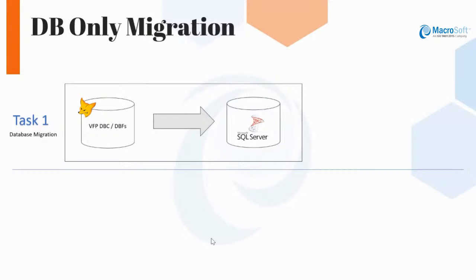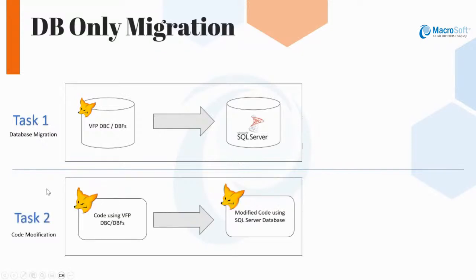In going this route of migration, there are two major tasks. The first task is database migration, in which we migrate a Visual FoxPro database to SQL Server. And the second task is to update the code so that it can use the SQL Server database. So in this second task, we will have the migrated code that is using the SQL Server database, not the VFP database.